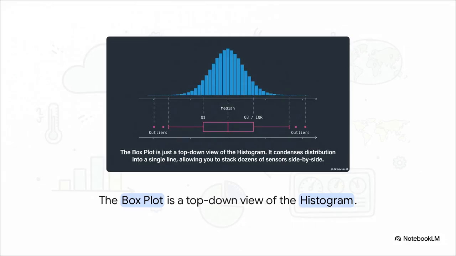Let's zoom in on one specific and honestly incredibly powerful technique, the box plot. A standard histogram is fantastic for showing distribution, but let's face it, it eats up a lot of screen real estate. A box plot, on the other hand, is essentially a top-down view of that exact same histogram. It condenses the whole shebang, the median, the interquartile range, and, crucially, the outliers, into a single horizontal line. Why is this such a game changer? Well, in IoT, you rarely ever have just one sensor. The box plot lets an engineer stack dozens of sensors side by side on a single dashboard so you can spot the anomalous machine instantly.